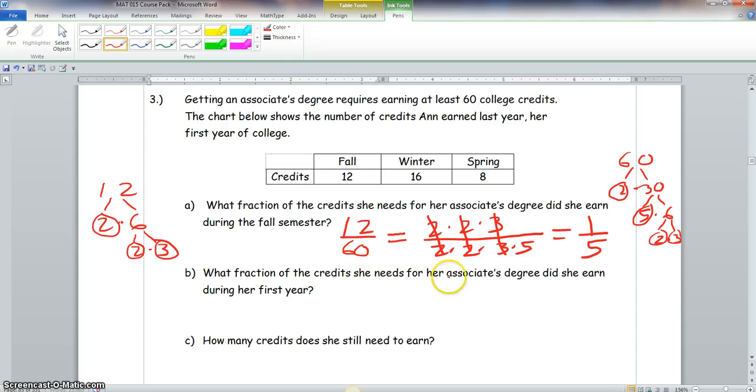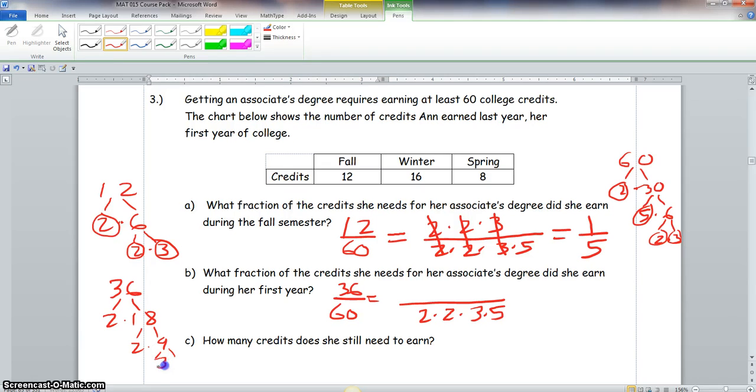What fraction of the credits she needs for her associate's degree did she earn during her first year? So we need the total of fall, winter, and spring. When we add this together, this gives us 36. So our denominator is still 60, and our numerator is 36. Now we already found the prime factorization of 60, which was 2 2's, a 3, and a 5. So now let's find the prime factorization of 36. You get 2 times 18, 2 times 9, and also 3 times 3. So we have 2 2's and 2 3's.